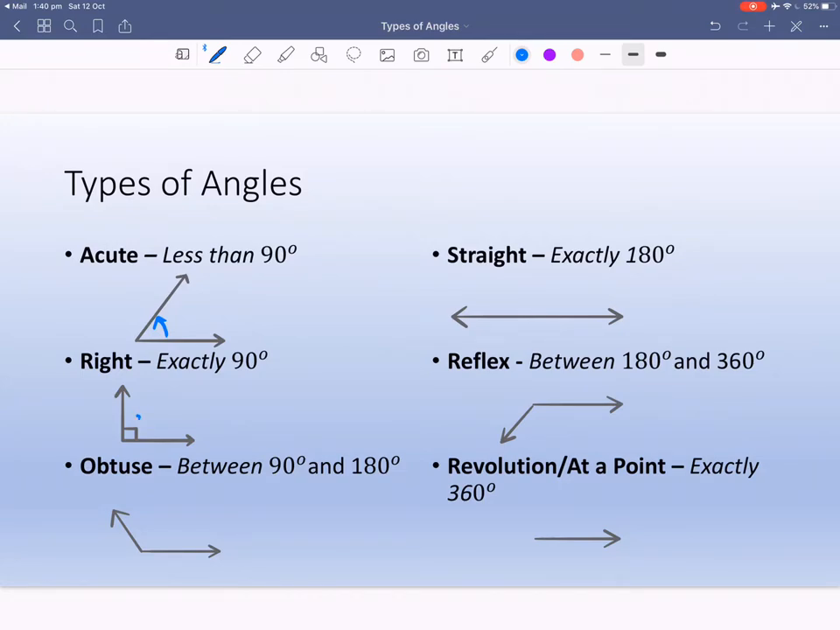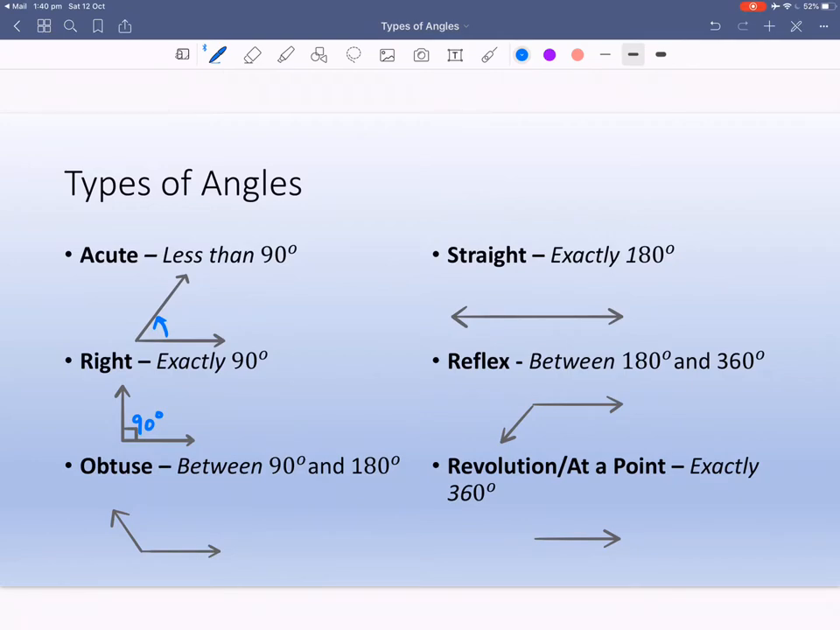A right angle is exactly 90 degrees. Now, right angles are everywhere. It would be the floor to the wall. That makes a right angle triangle. The corner of most tables, your desks, most of them will be 90 degrees unless they're fancy new ones.